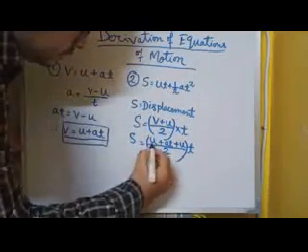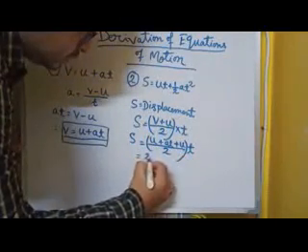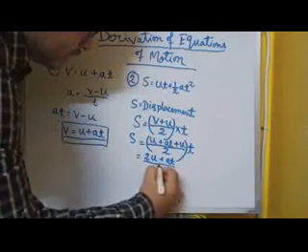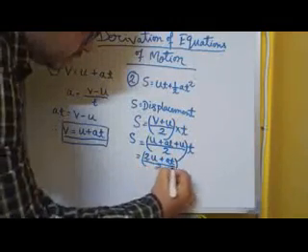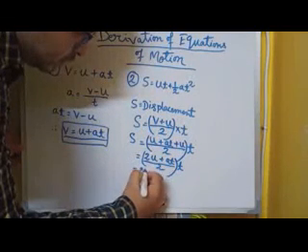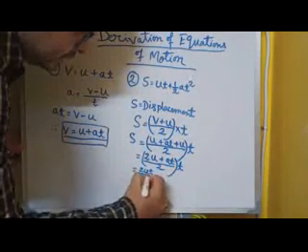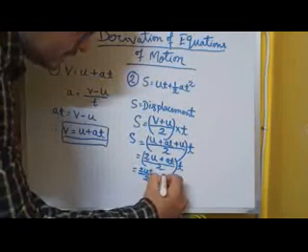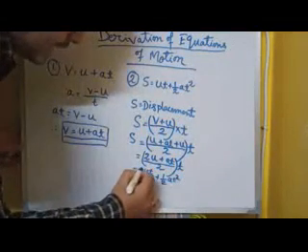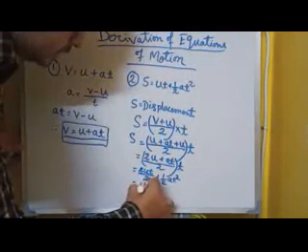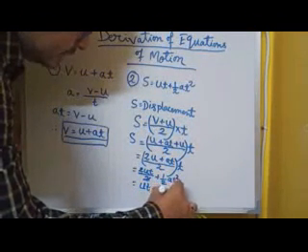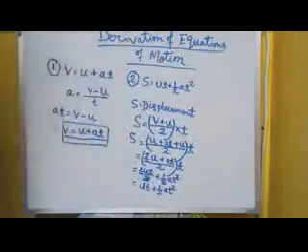Then U plus U, that is 2U, plus AT, by 2, into T. Now you multiply the T, then 2UT by 2 plus half a t square. Then the 2 cancels, you will get ut plus half a t square. This is the second one.